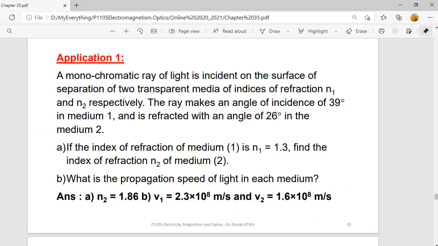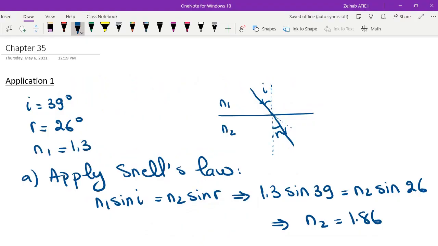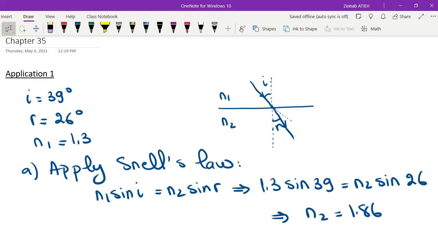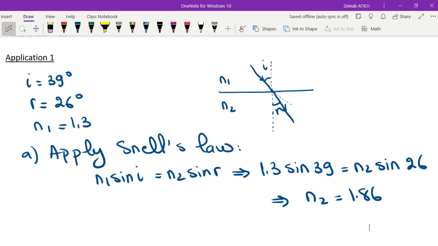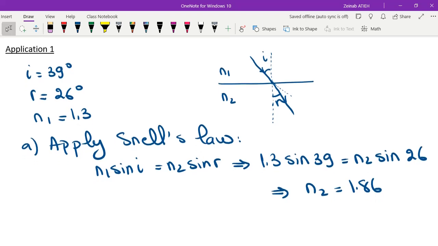Let's move to part B. What is the propagation speed of light in each medium? I have to find the speed of light in each medium, the medium of index N1 and the medium of index N2. Remember that the speed of light is c only in vacuum. In air also it's approximately c. So in a medium other than vacuum or air, the speed of light is not c. It can be found using the index of refraction. So N equals C over V, so V equals C over N.